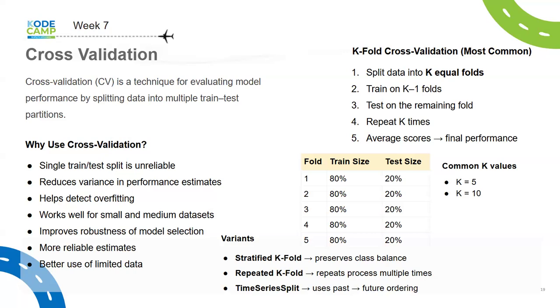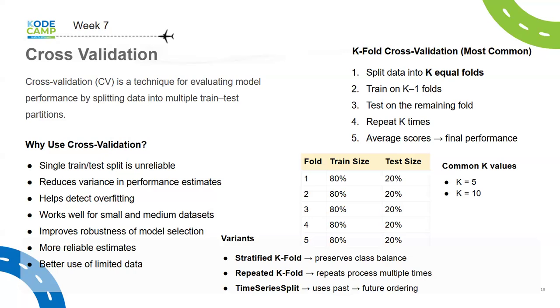Then it also helps to detect overfitting. It works well for small and medium data sets. It improves the robustness of your model selection because you are basically eliminating noise in the data set, or noise that comes from the way you split your test and train sections. You have more reliable estimates, and if you have limited data, it allows you to use your limited data much better.